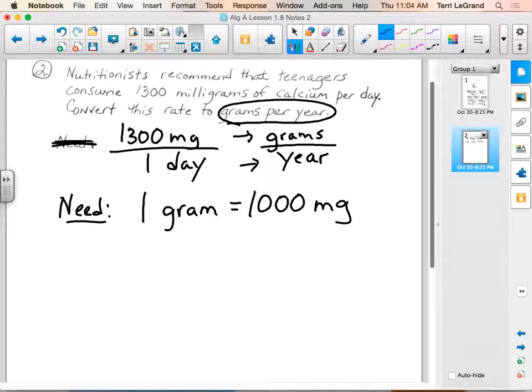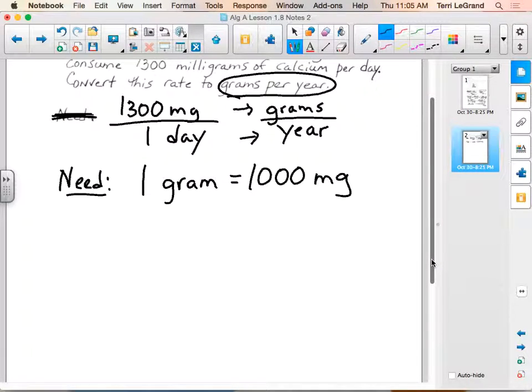So we need that one, and that already takes care of changing milligrams to grams. We don't need any more conversion factors for that. Now we need to deal with the fact that we have days and years. Can we go directly from days to years? Yes, we know how many days are in a year. How many days are in a year? 365. 365 days equals 1 year. So we only need 2 conversion factors this time.